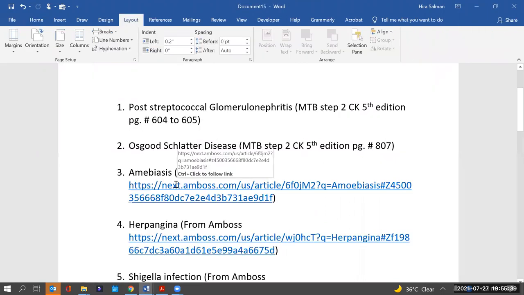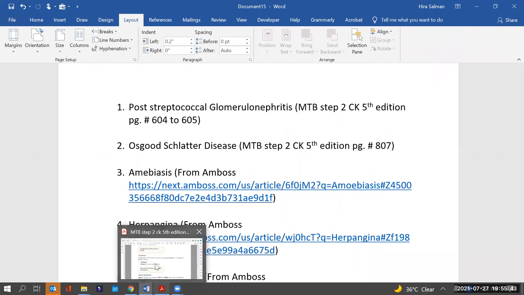And next we have Osgood-Schlatter disease. So for this, we'll go for the theory first.